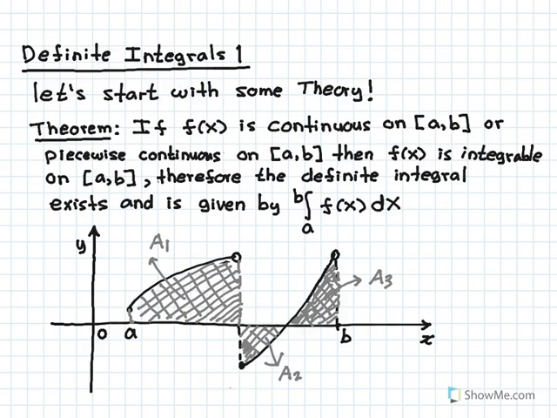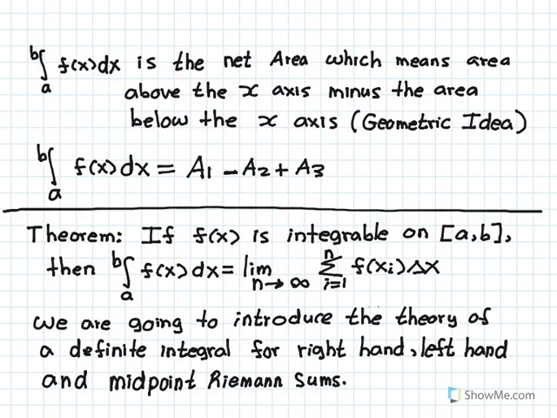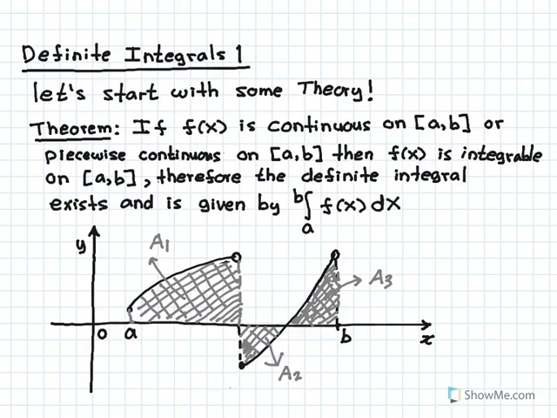So here in this diagram, we have a function that's piecewise continuous, and you can see how parts of the function are above the x-axis and parts of the function are below the x-axis. So the integral from a to b of f of x dx is a net area, which means area above the x-axis minus the area below the x-axis. So the integral from a to b of f of x dx is equal to A1 minus A2 plus A3. And this is the geometric idea behind it. You can see clearly from the diagram that the integral is basically going to be A1 plus A3 minus A2.